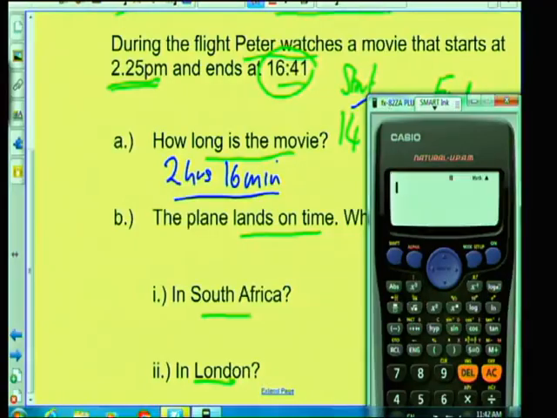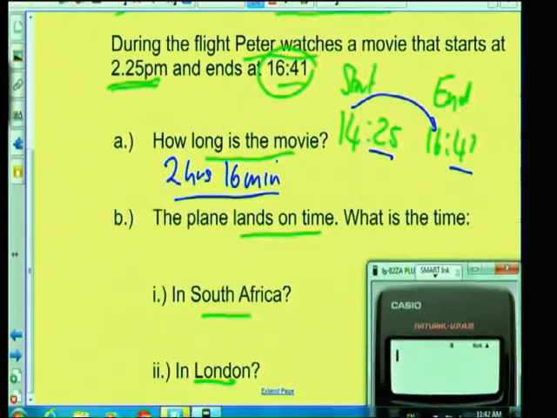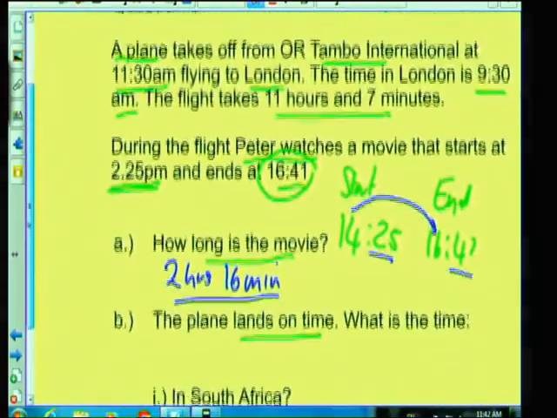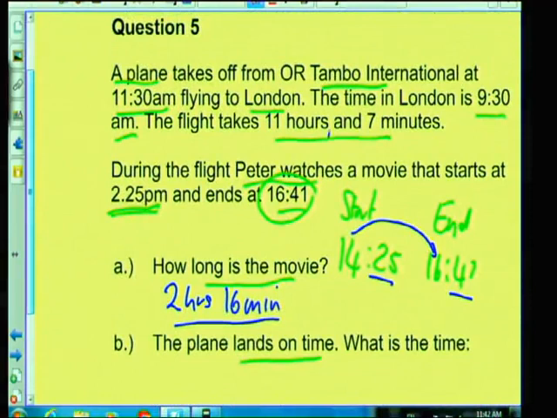Now, next thing, we're asked about the time when the plane lands. Now, we're told it takes 11 hours and 7 minutes. And we started at 11 a.m. in the morning.